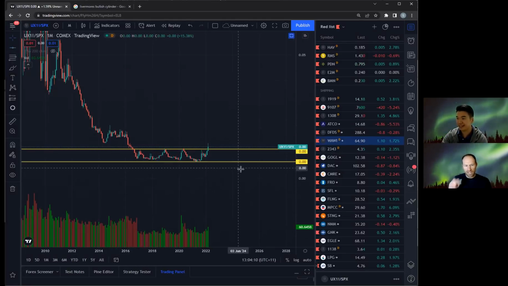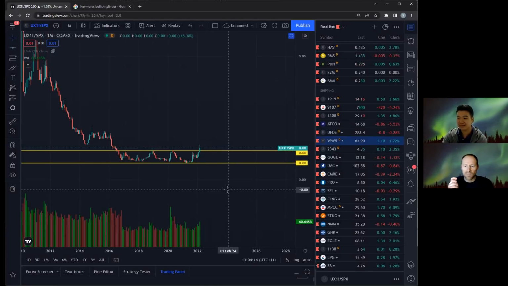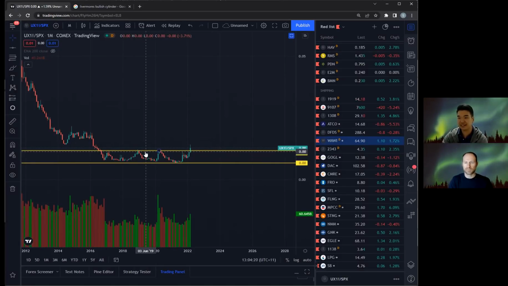Okay. And when you put that line across the channel, what does that signify? That top line that you put in there. Why is that important? This is a key level of resistance.